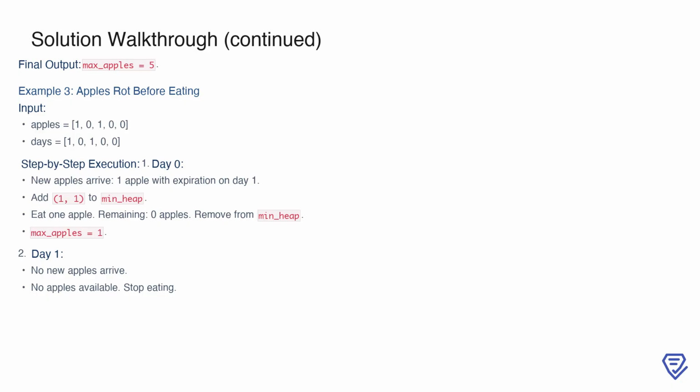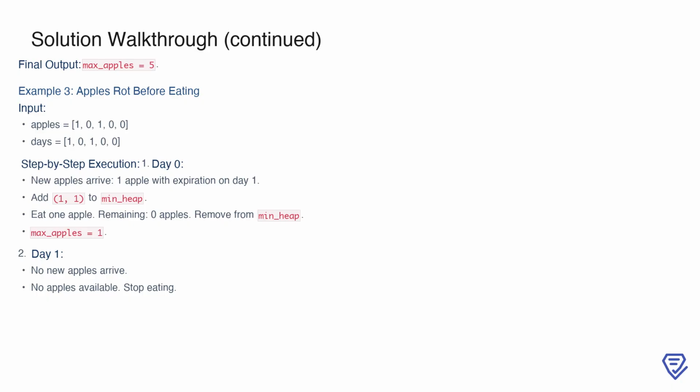In the next scenario, we encounter a situation where some apples rot before they can be eaten. On day 0, we receive one apple that expires on day 1. It is added to the heap as (1, 1). After eating, no apples remain, and the heap becomes empty. The total apples eaten is 1.